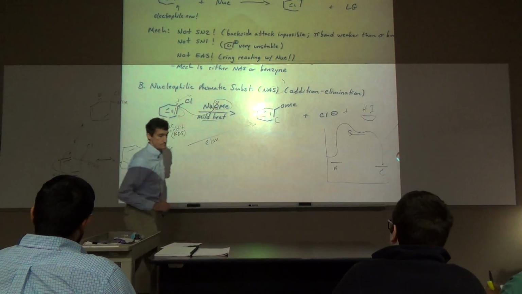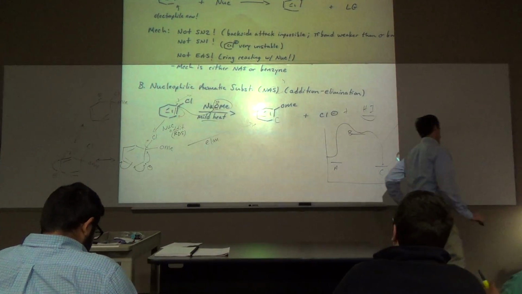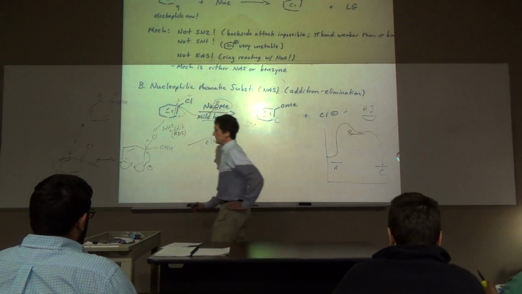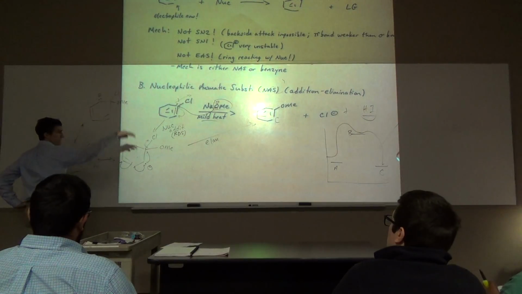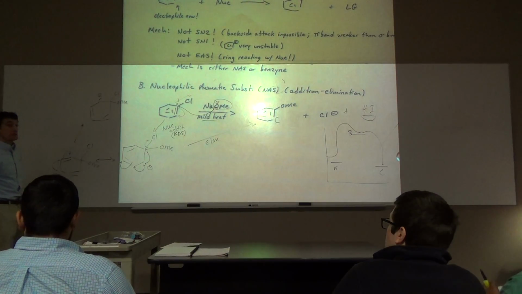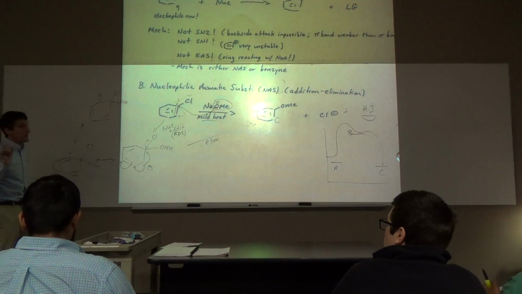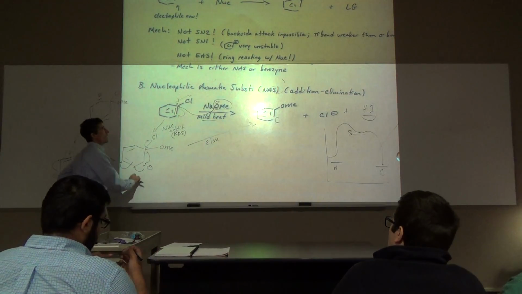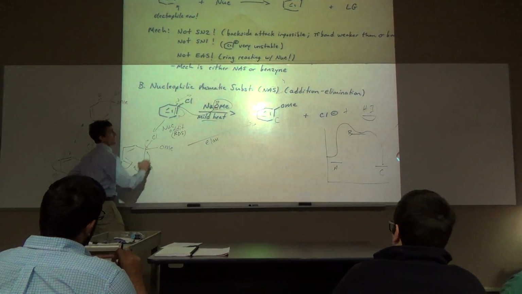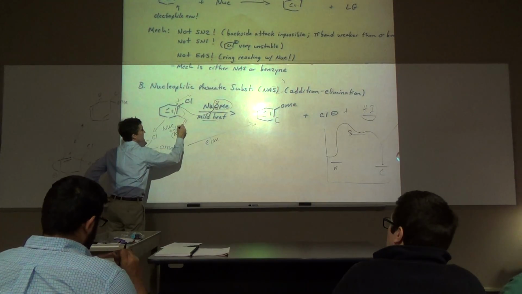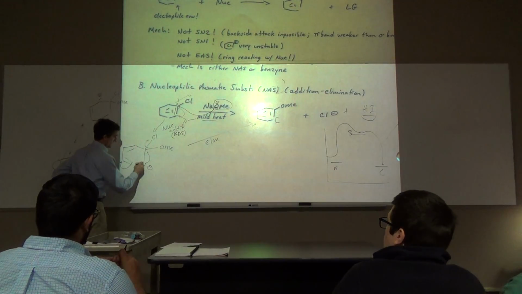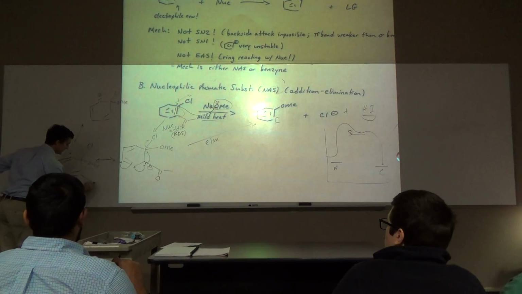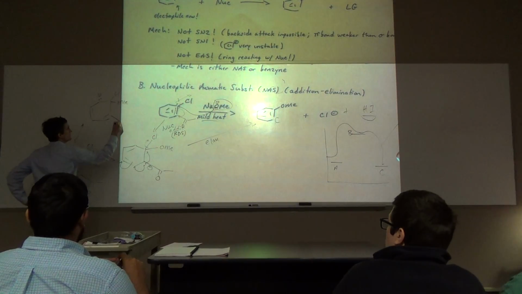What does it say below? Requirement. NAS only works if you can stabilize this, lower it down. It's already stabilized by resonance. I don't know. You need more resonance. How can we get more resonance? Only by adding a group. For example, if we add a ketone here, just add a methyl ketone to the ortho position, ortho to where the chlorine was.